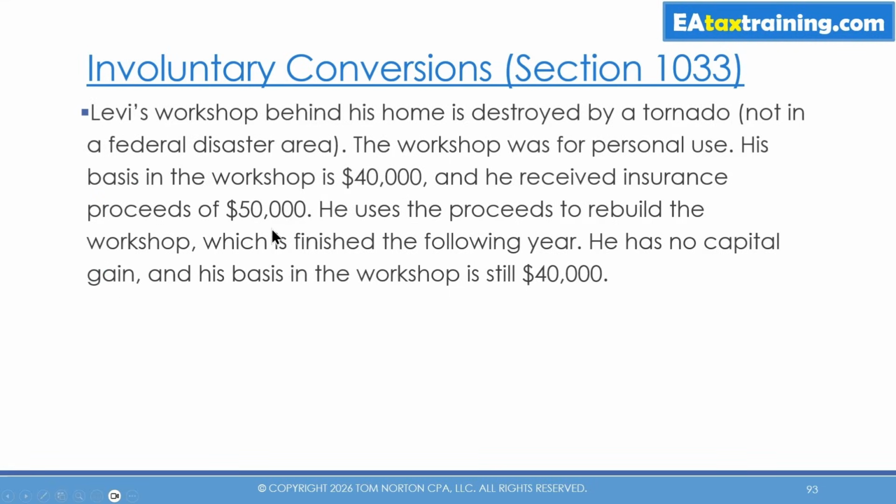Levi's workshop behind his home is destroyed by a tornado. The workshop was for personal use. His basis in the workshop is $40,000, and he received insurance proceeds of $50,000. He uses the proceeds to rebuild the workshop, which is finished the following year. He has no capital gain, and his basis in the workshop is still $40,000. So he gets out of paying tax on that $10,000 because he replaced the old workshop.